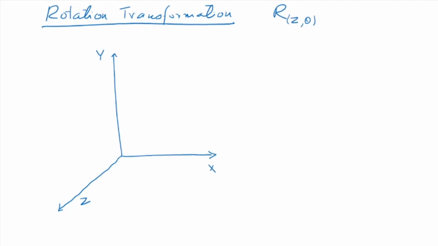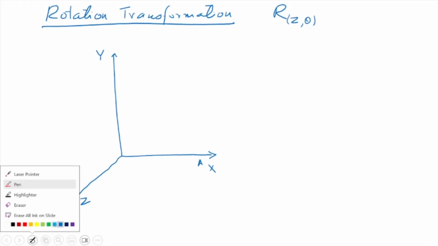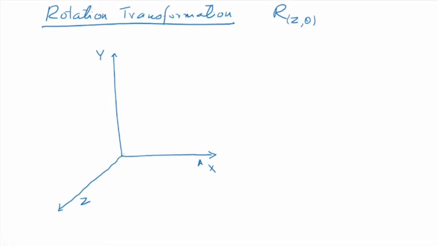Now this is frame A. Now there is another frame. Let's call it frame B. This is my frame B. This is xB, that's yB, and this is zB. zB is the same. Now this frame has been rotated by an angle theta about the z-axis. You can rotate about x, y, or z. In this case, I'm rotating about z.